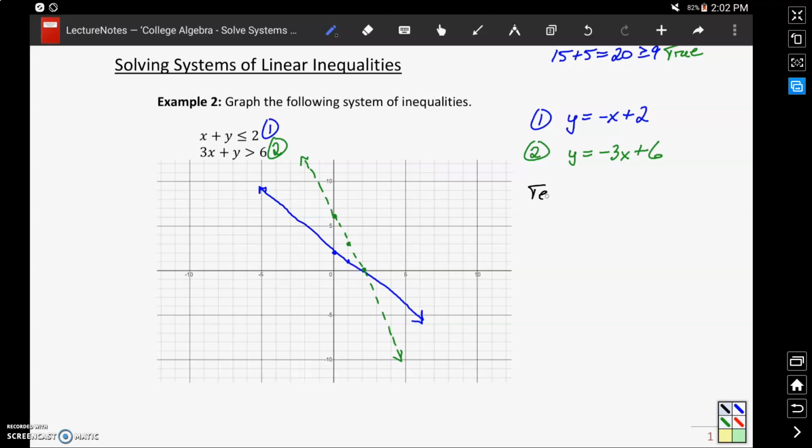Once we have our two lines graphed, we can look at choosing test points that we could plug into each of our inequality statements to see which pair makes both statements true. What we want to do is choose a point from each of our four regions. So 0, 0 would be a point we could consider. Negative 1, 5 would be a point that we could consider.